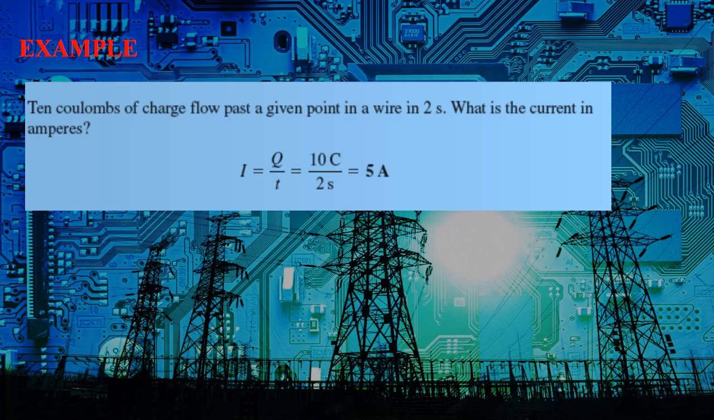Okay, this is an example here. 10 coulombs of charge flow past a given point in a wire in 2 seconds. What is the current in the circuit or in the wire? Current is equal to charge over time. 10 coulombs divided by 2 seconds is equal to 5 amps.